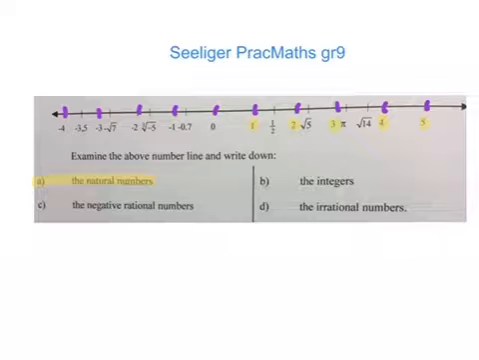The first thing they asked is, what are the natural numbers? That's all the yellow orangey ones. Then she asked, what are the integers? That is all the green ones that I marked. Then she asked, what are the negative rational numbers? That's the blue ones again. Lastly, she asked the irrational numbers. That's all the red ones. You have to stop the video and look at it.